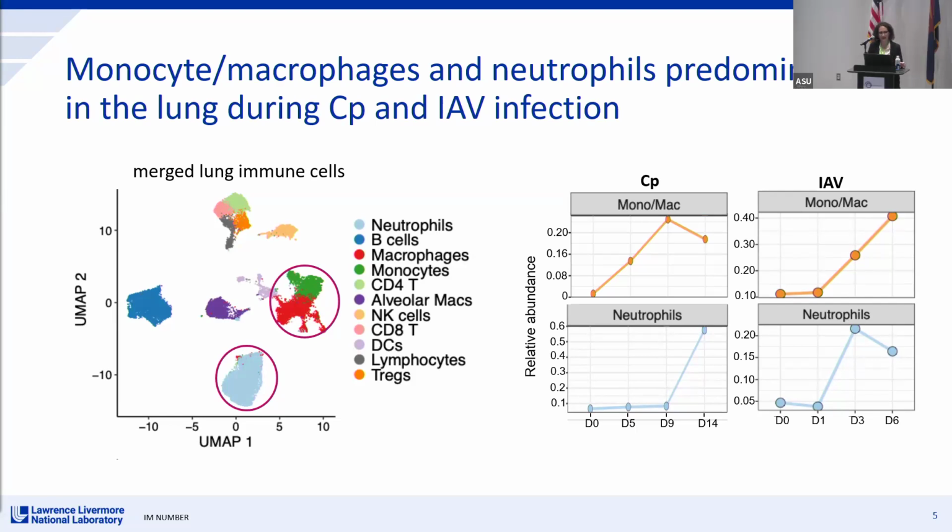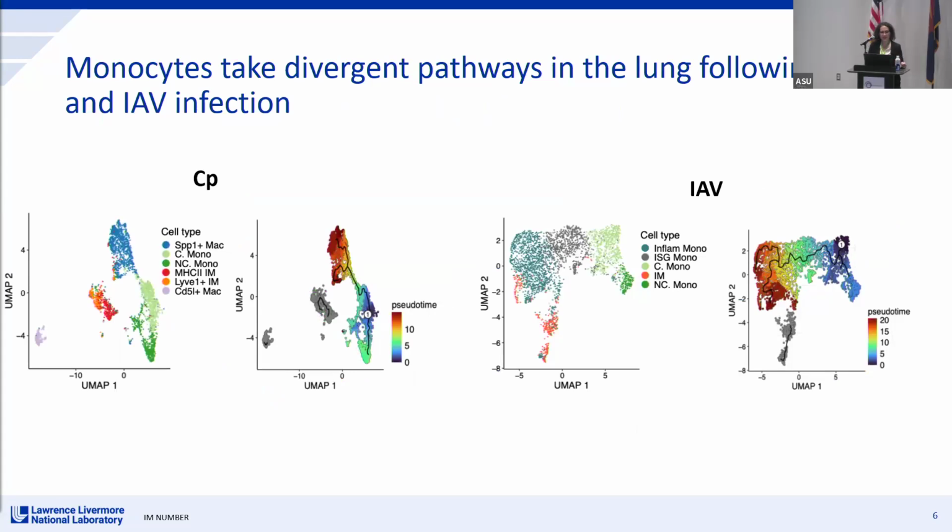Okay, so now I'm going to show a subclustering analysis of that monocyte macrophage compartment of cells. And so what you see here are the monocyte macrophage subclustered populations separated out by pathogen type. So on the left, we have the subclustered cells from the cocci-infected animals, and then on the right is the influenza-infected animals. And that is paired with a pseudotime trajectory plot so we can look at how the cell populations differentiated over time.